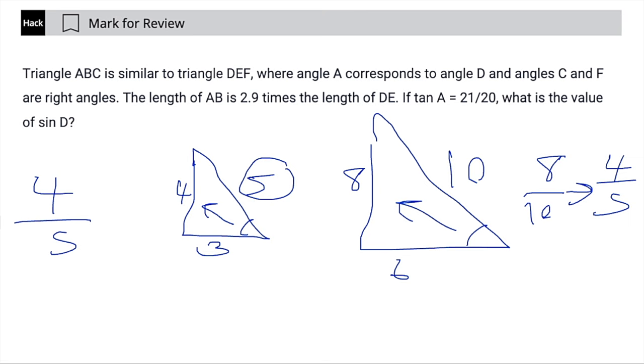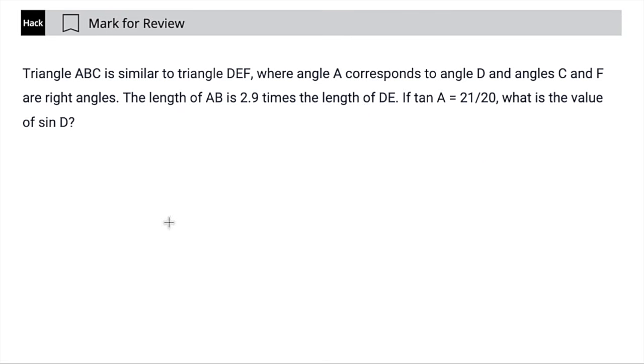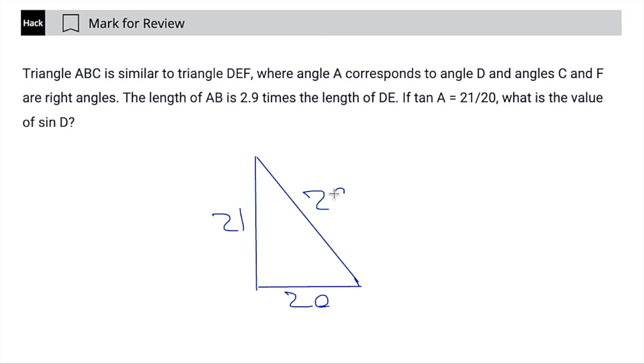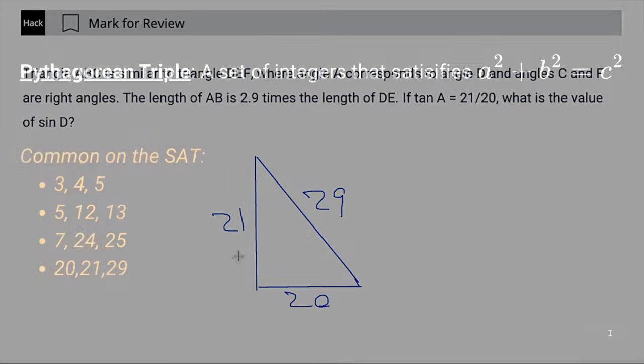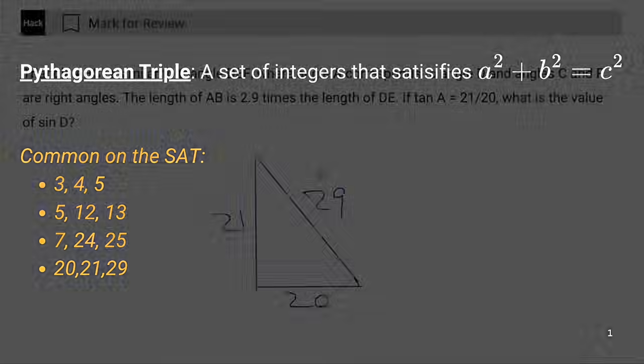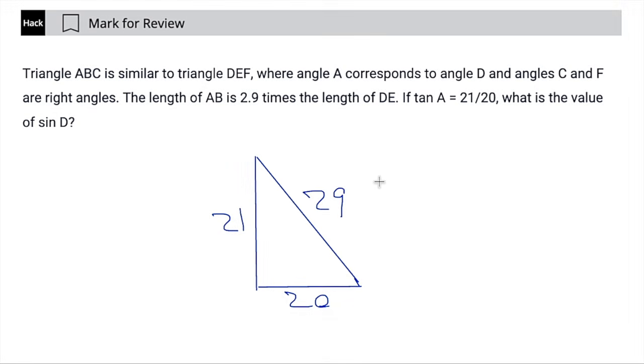So in actuality, we're looking at this triangle that has lengths of 20, 21, and little bonus hack for you, 20, 21, 29 is another Pythagorean triple, but obviously you could just use the Pythagorean theorem to get this 29. And it's asking you tan of A is 21 over 20. So that would mean A is here, and we have opposite over adjacent. That's TOA, SOHCAHTOA.